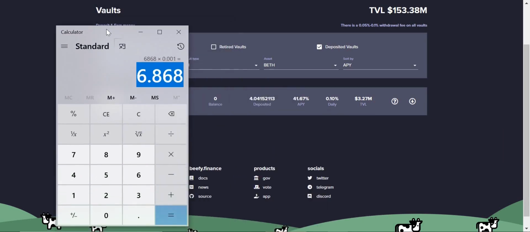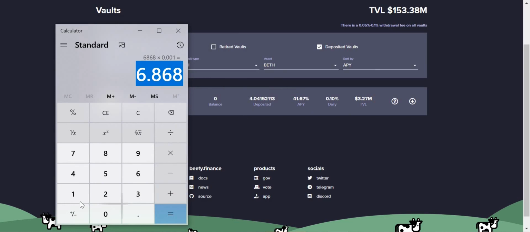But what I'm actually getting is bETH in return. So one second, let us do that. Times that by the 0.001. There we go. So I'm getting 0.004 bETH in return.